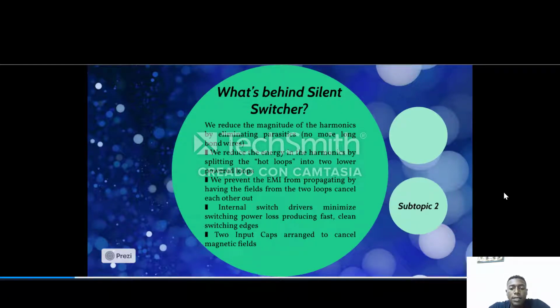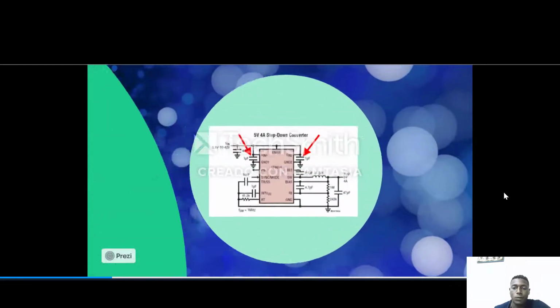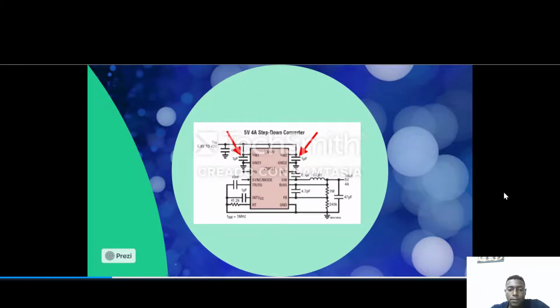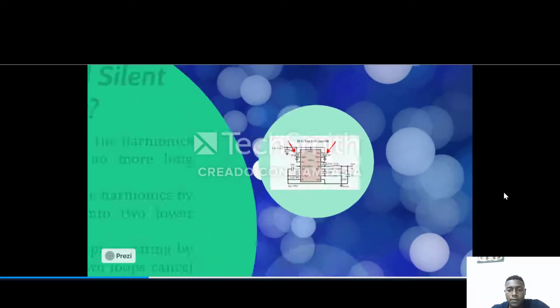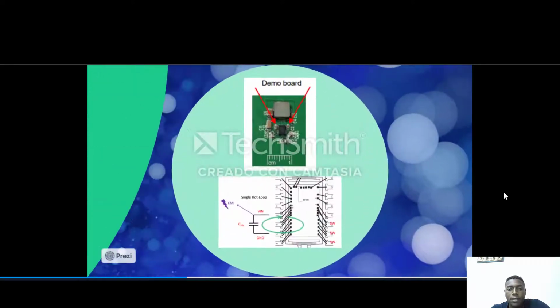Internal switch drivers minimize switching power loss, producing fast, clean switching edges. Two input caps are used to cancel magnetic fields. For example, the circuit. Another example, demo board and layout.